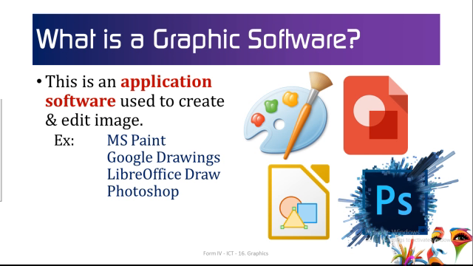What is graphic software? This is an application software used to create and edit images. We know that you all can use different apps, different computer programs to edit the pictures, to edit the graphics. The examples: MS Paint, Google Drawings, LibreOffice Draw, Photoshop, and some more. You can see the icons of them here.